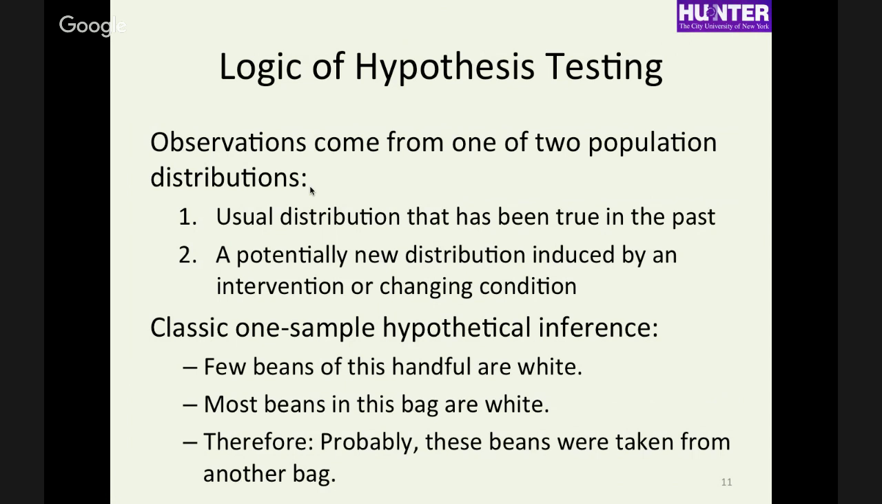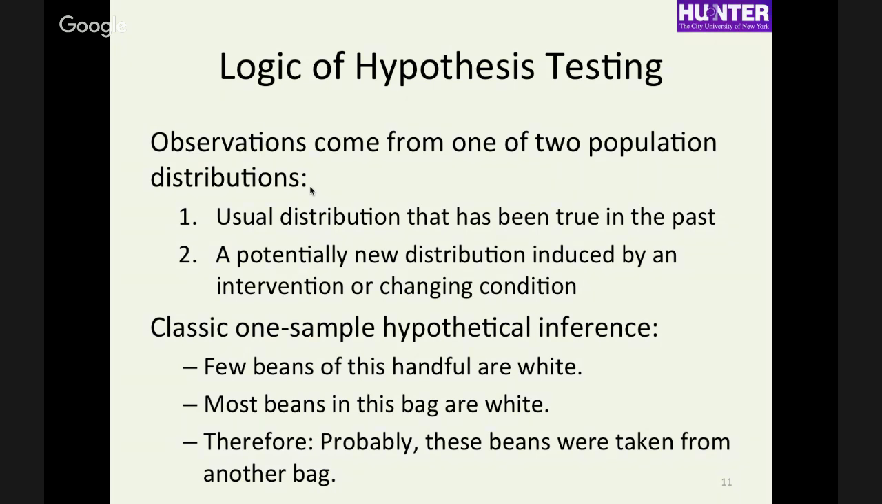So the idea behind hypothesis testing is that we're going to take observations and hypothesize that they come from one of two population distributions, where one of them is the usual one that has been true in the past or is observed in a control group, and the other one is a potentially new distribution that we hypothesize based on an intervention or this group being in some way potentially different from the usual.